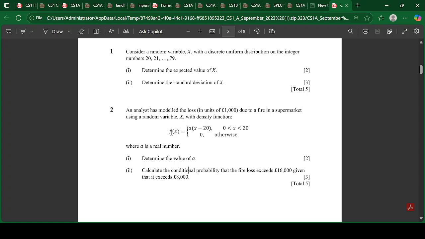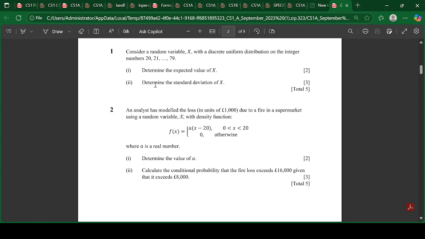Hello guys, so on our series of studying statistics, today I wanted us to tackle some questions on distributions and conditional probability. With me I have two questions on the screen. The first one says: consider a random variable x with a discrete uniform distribution on the integers 20, 21 to 79. Part one says we determine the expected value of x. So definitely here you need to get the mean of our discrete uniform distribution.